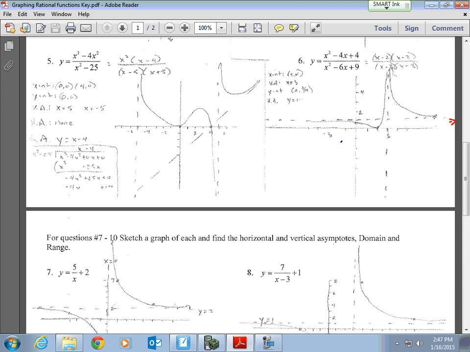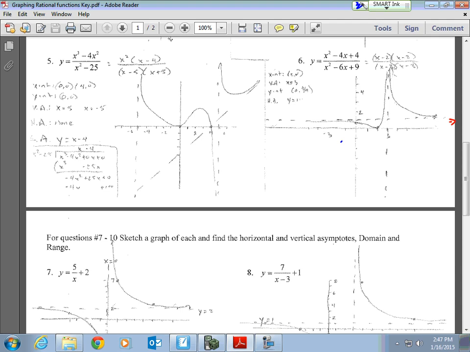Top. First thing, when I factor, I notice there's an x squared common in both terms on the top. Factor the x squared out. X cubed becomes x. Negative 4x squared becomes a negative 4. On bottom, that is the difference of perfect squares, so that factors into x minus 5 times x plus 5.